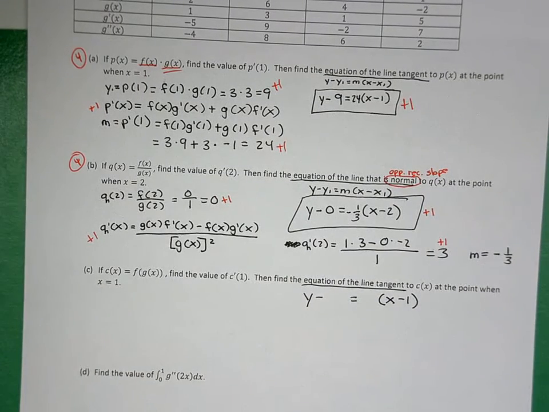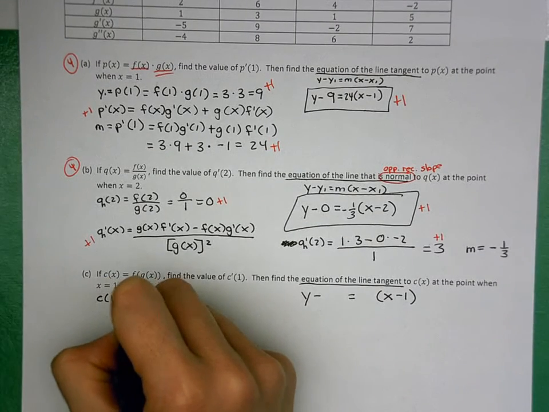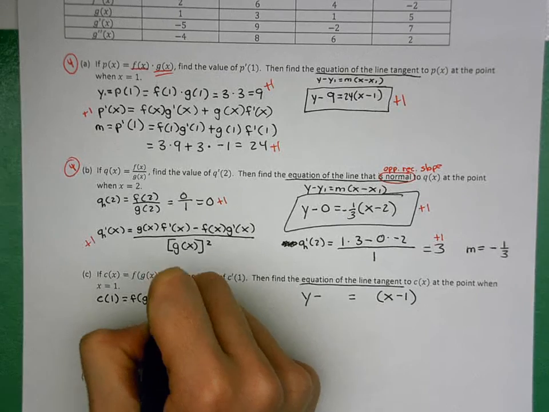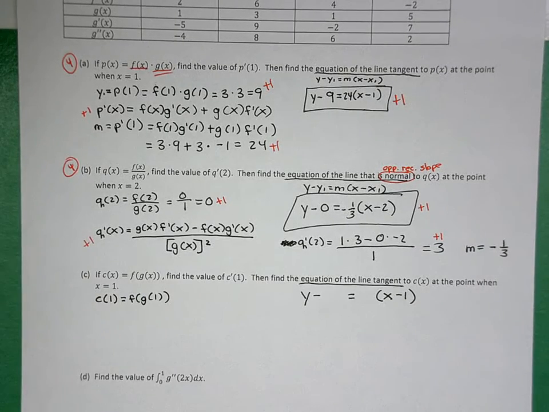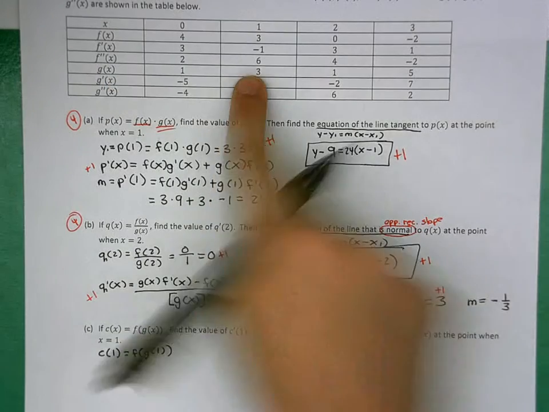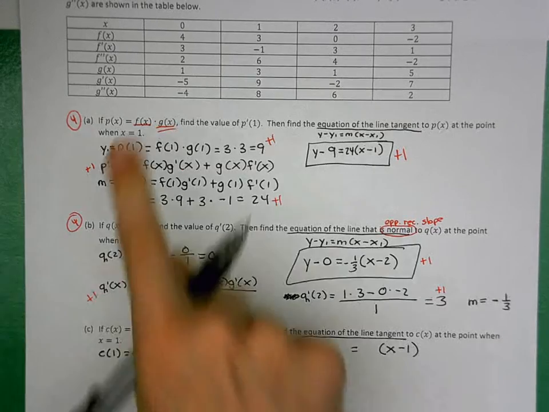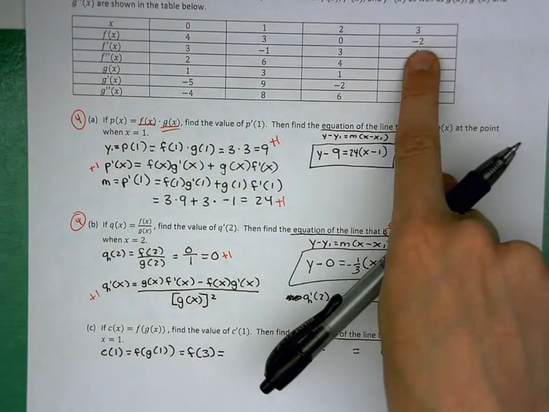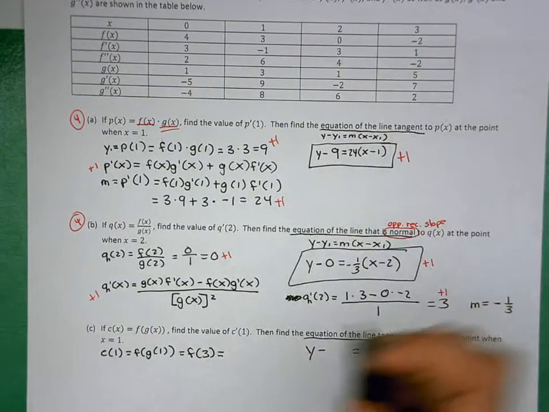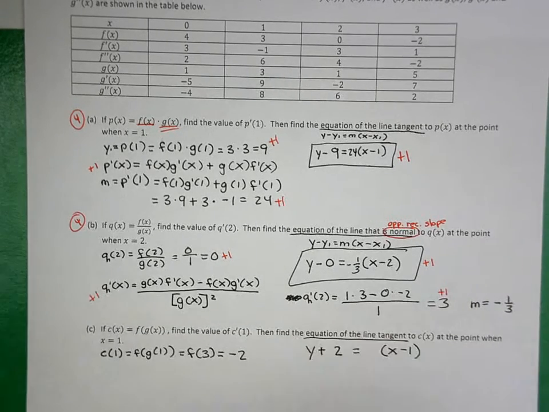How do we find the y when it's not given? We plug into our original, so c of 1 is f of g of 1. G of 1 is 3. So this becomes f of 3. F of 3 is negative 2. So this is c minus negative 2.